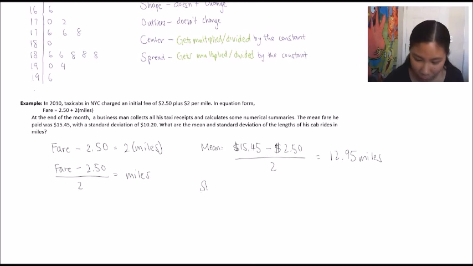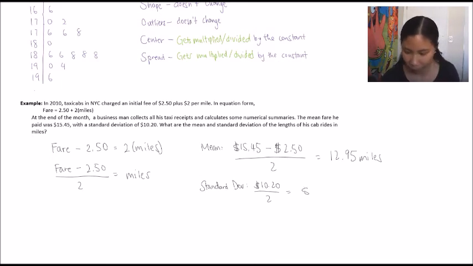For our standard deviation, earlier we said it only changes when you multiply or divide. In our transformation, subtracting a constant wouldn't change the standard deviation at all, since spread doesn't change when you add or subtract a constant, but it will change when you divide by 2. So our original standard deviation of $10.20 will also get divided by 2. Sorry, not a dollar amount anymore. When you divide by 2, you get 5.10, and now it's in terms of miles.